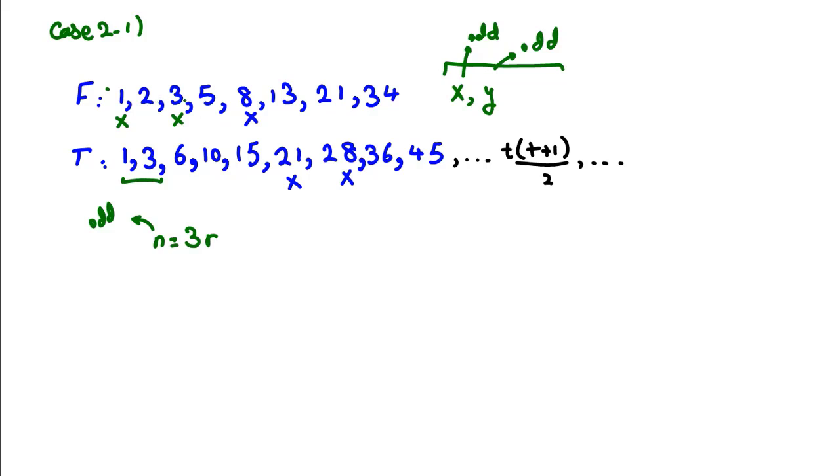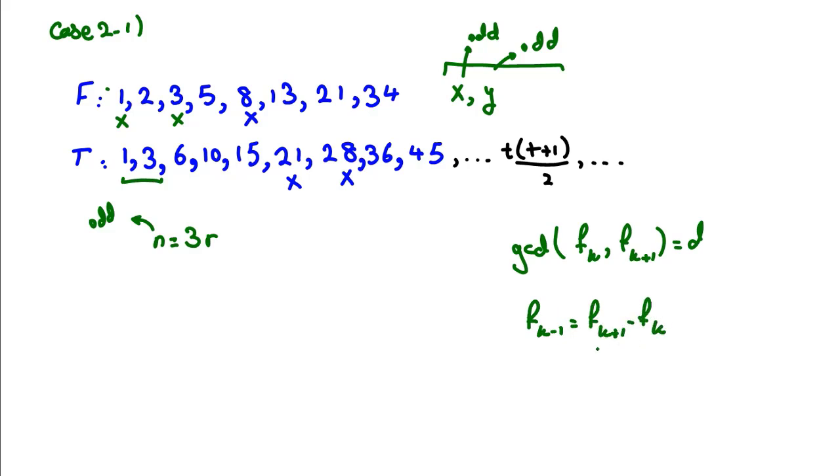Look, 1, 2, 2, 3, 3, 5. Suppose we consider 2 consecutive numbers, for example, GCD of fk and fk plus 1. If it is d, because we know that fk minus 1 is fk plus 1 minus fk, and d divides this, then d divides fk minus 1. Similarly, you can write it up to d divides f1. f1 is 1, so d is 1. So x and y are relatively prime.